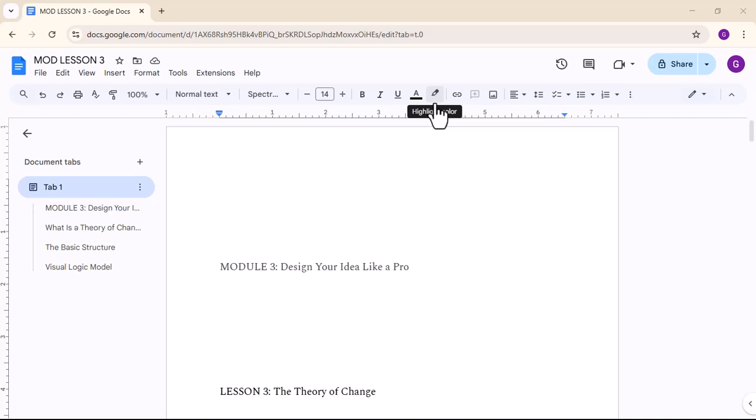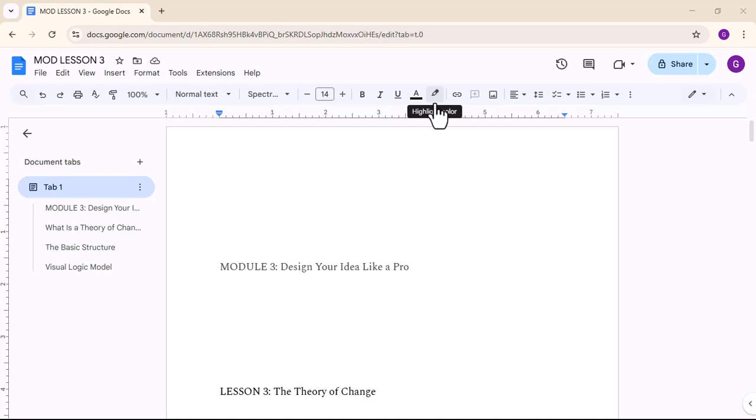Now, this is module 3 of our grant writing course, and this is lesson 3. In this lesson, we are going to be talking about the theory of change, and this module 3 is about designing your idea like a pro.